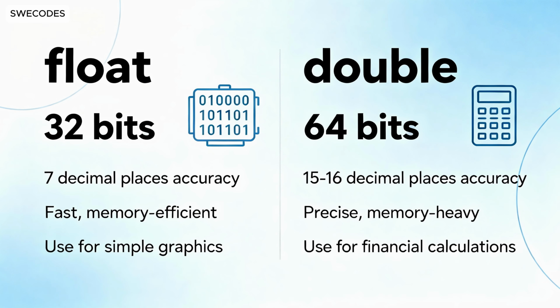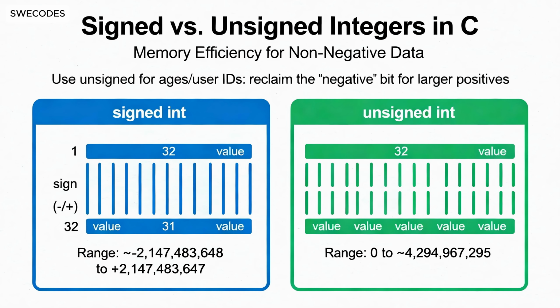Let's look at signed versus unsigned. By default, an int is signed. That means it splits its 4 bytes of data to represent negative and positive numbers. Roughly -2 billion to +2 billion. But what if you're storing something that can't be negative? Like an age or a user ID. You declare it as unsigned. You're telling C, don't waste half this box on negative values I'll never use. You just doubled your maximum positive value. You've reclaimed that negative bit and added it to the positive side. That is smart memory management.